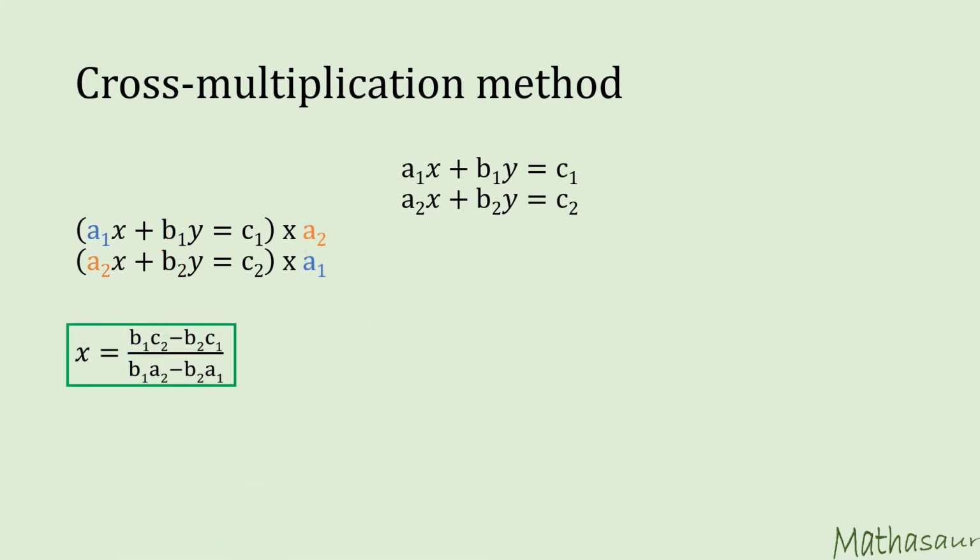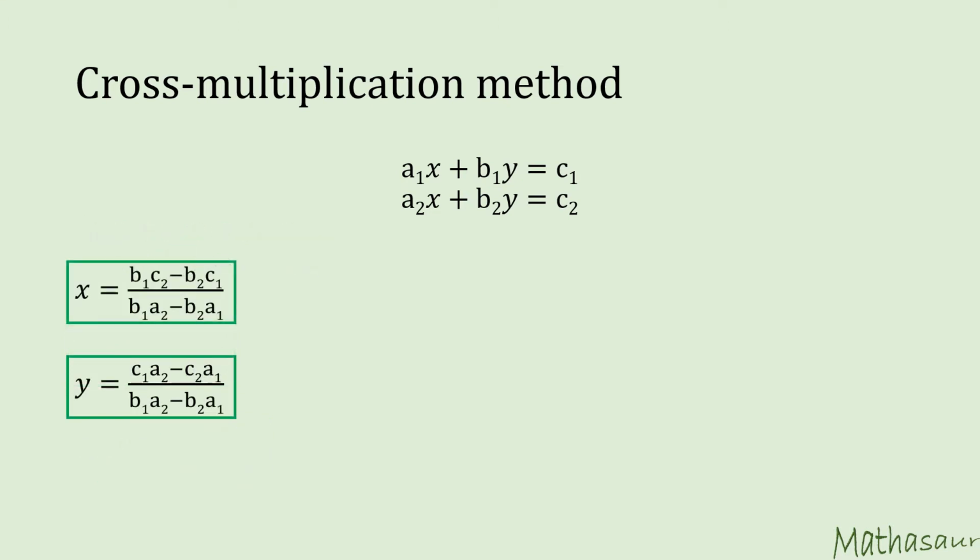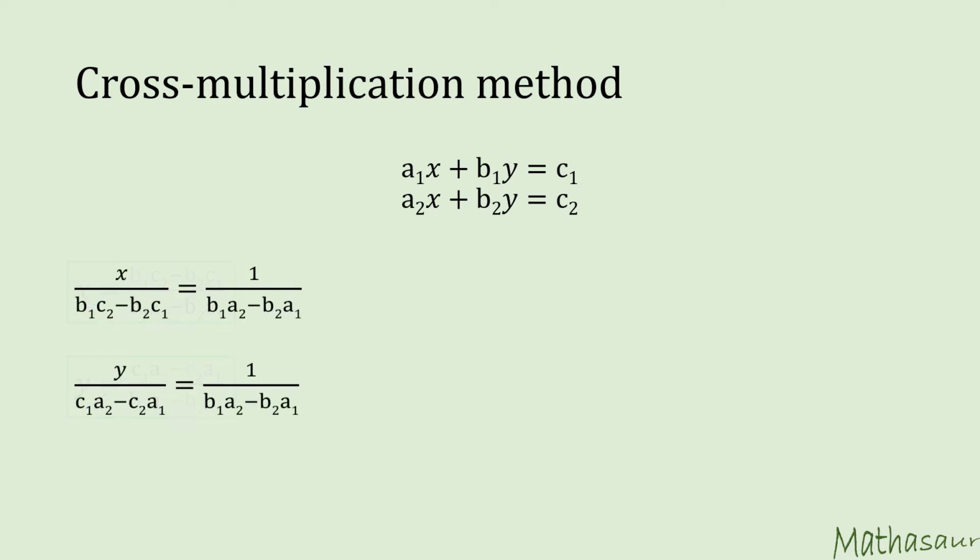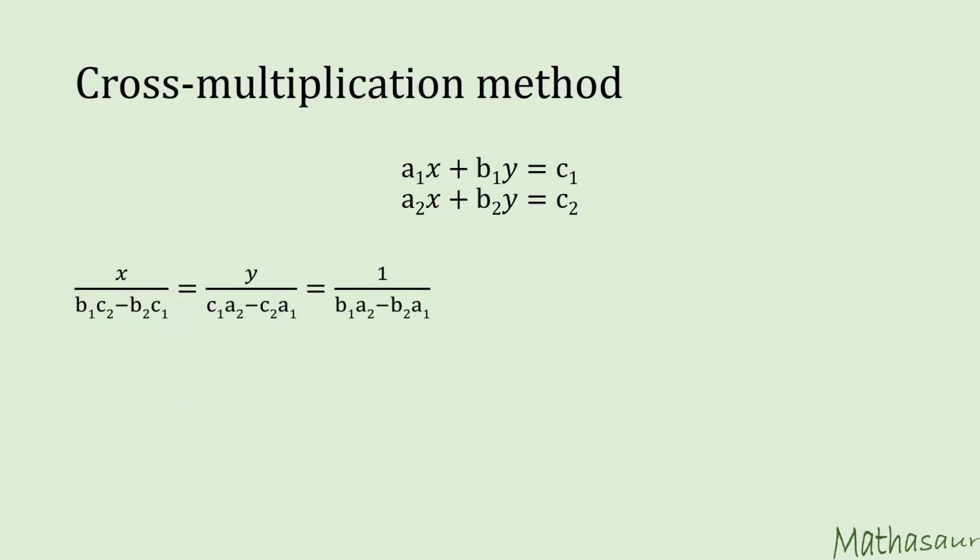We did a similar exercise with the coefficients of the x variable and found a formula for finding the value of variable y. Now let us look at these formulas once again and rearrange the terms such that the right hand side of these equations is the same. So we get x upon b1 c2 minus b2 c1 equals y upon c1 a2 minus c2 a1 equals 1 upon b1 a2 minus b2 a1.